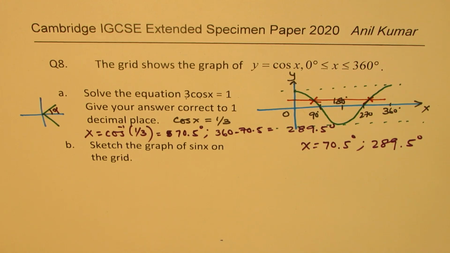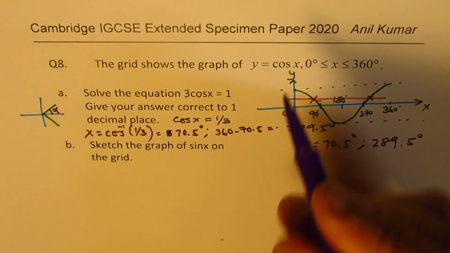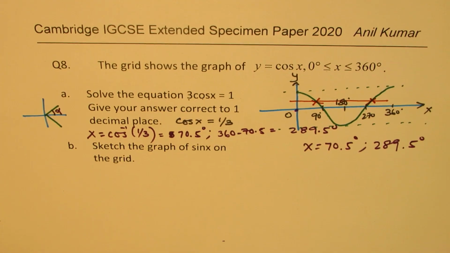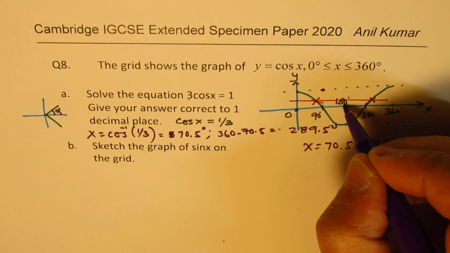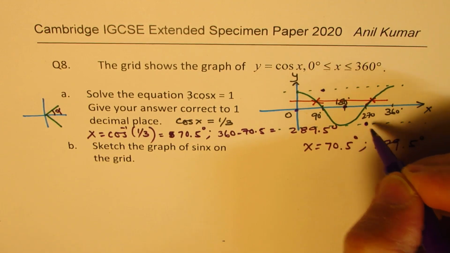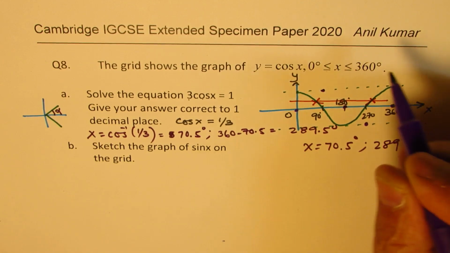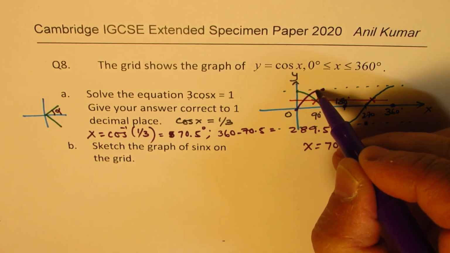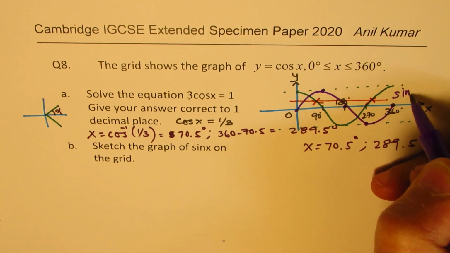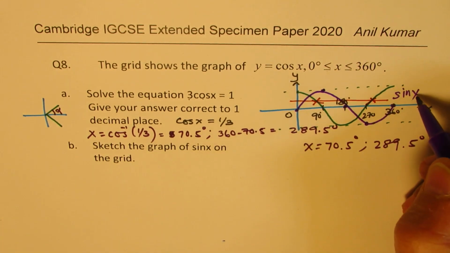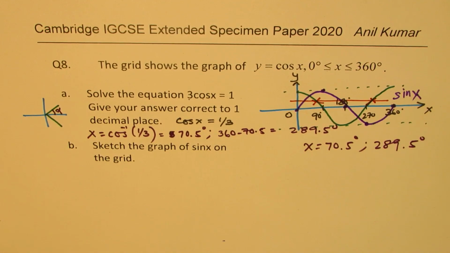Part B is sketch the graph of sin x on the same grid. Well, for sin x, what do we have? It starts with 0 and it is 1 at 90, so that will be 1 for it. At 180, it is again 0. At 270, it is minus 1. And at 360, it is going to be 0. So just connect these points and sketch your graph. And that is your sin x. Is that okay? So that is how you could do question number 8.